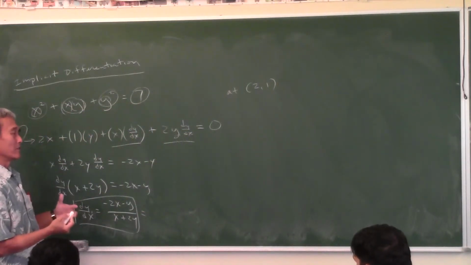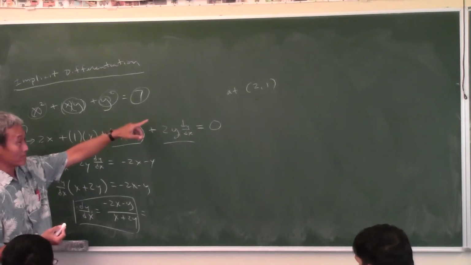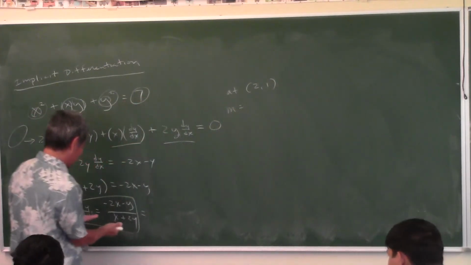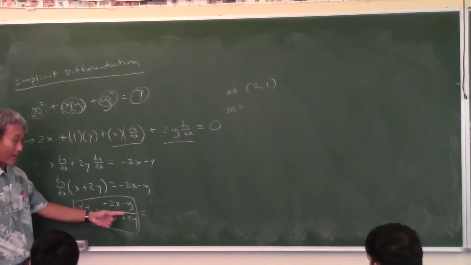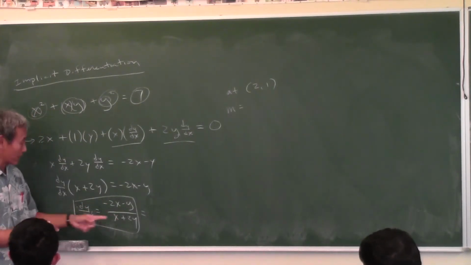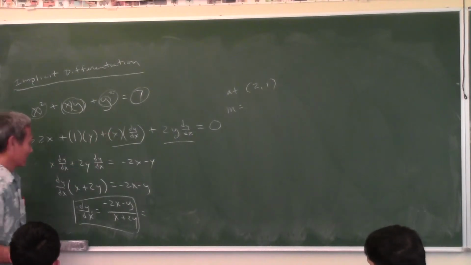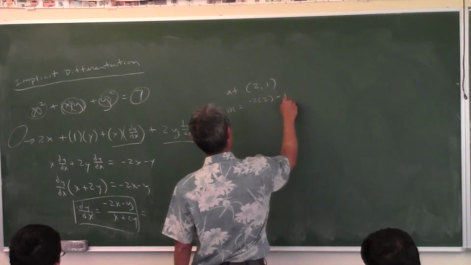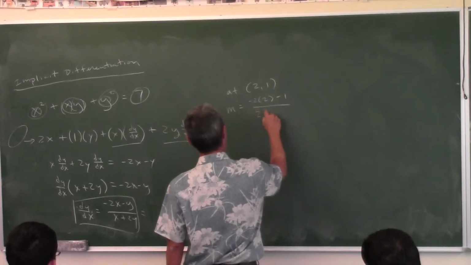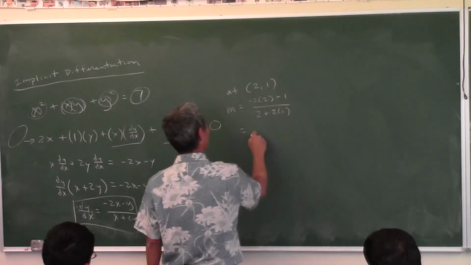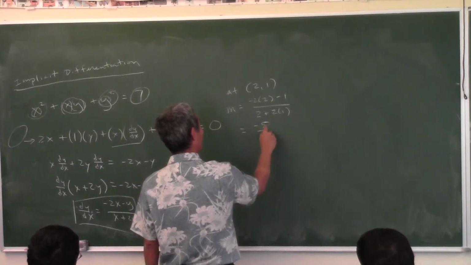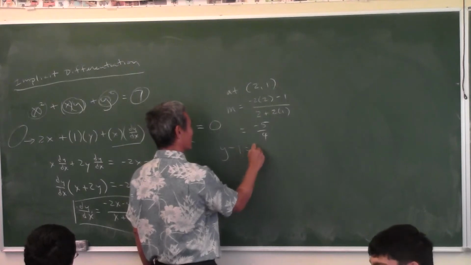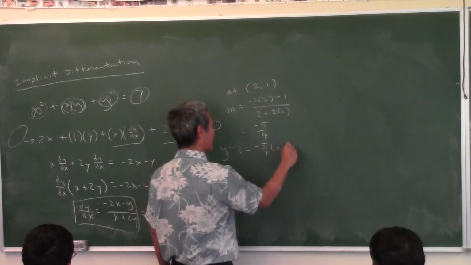So, what do you need to write an equation of a tangent line? You need a point. Now you need the slope. Well, what tells you the slope? The derivative. But since it's in terms of x and y, you not only have to know the x coordinate, you also have to know the y coordinate. Plug it in, and you get negative 2 times 2 minus 1 all over 2 plus 2 times 1, which is equal to negative 5 over 4. So point-slope of the tangent: y minus 1 equals negative 5/4 times x minus 2.